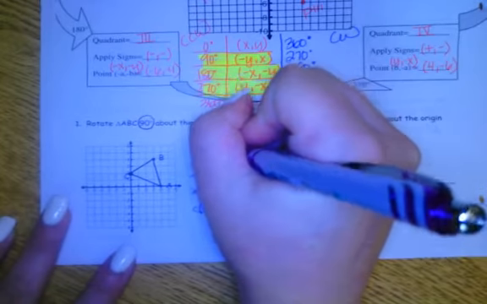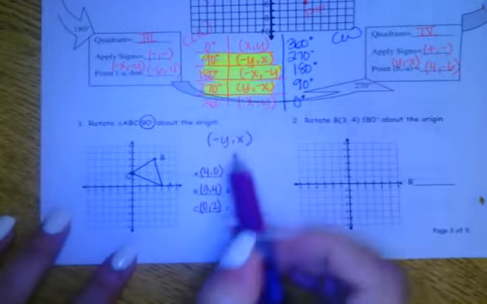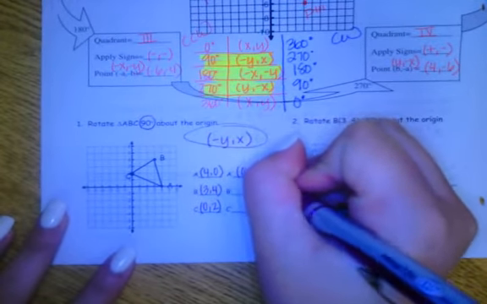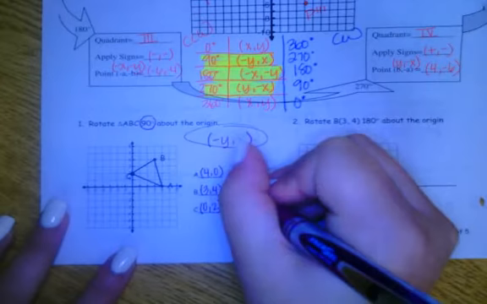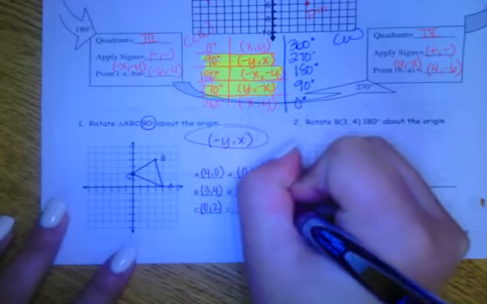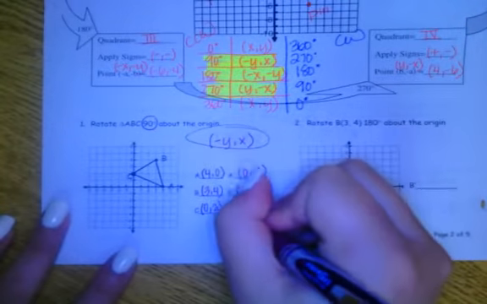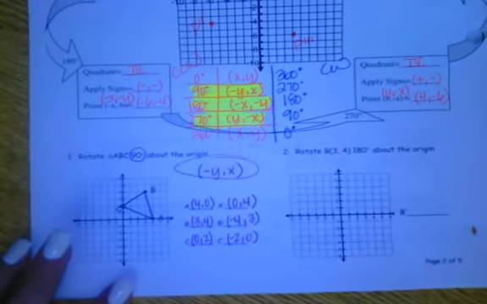Challenge yourself. Try not to cheat. What's the rule? Negative y, x. Okay, so our rule that we are working with is negative y, x. So what is A prime going to be? 0, 4, because you can't really have a negative 0. Okay, what is B prime going to be? Negative 4, 3. And C prime? Negative 2, 0. Any questions about number 1?